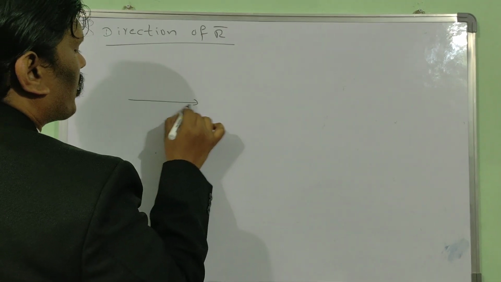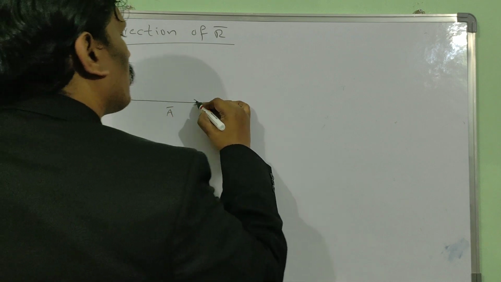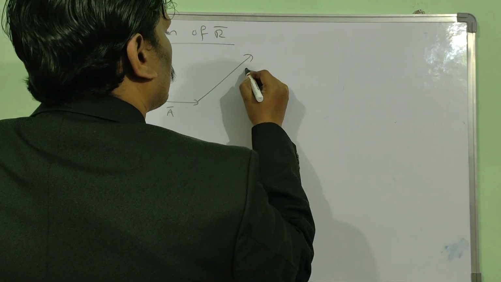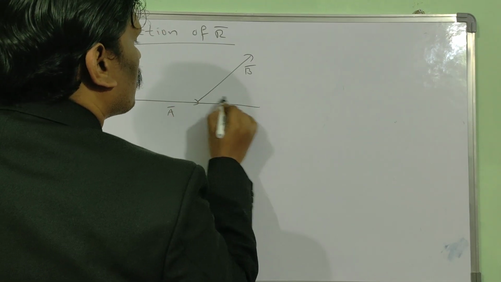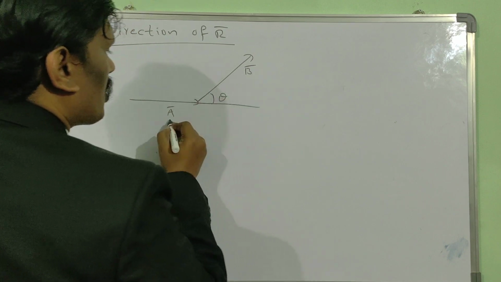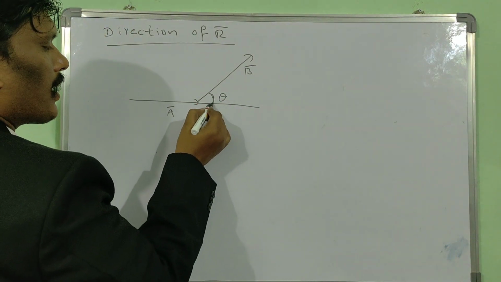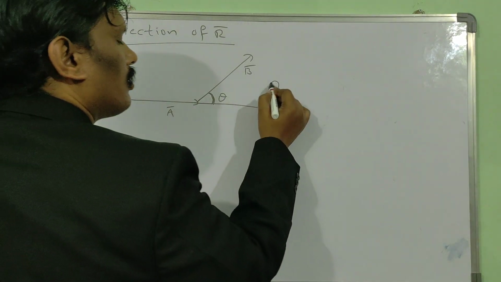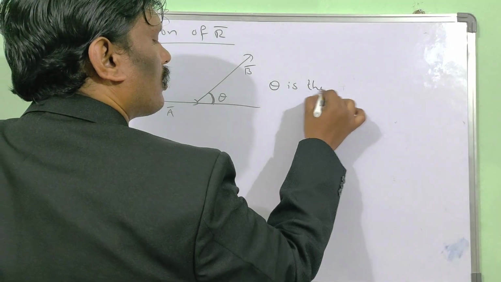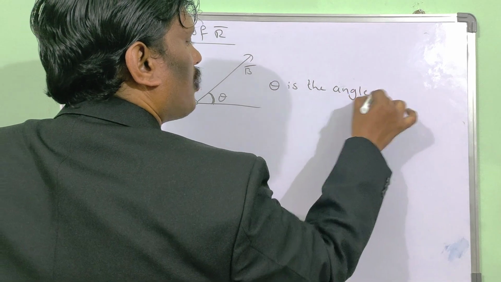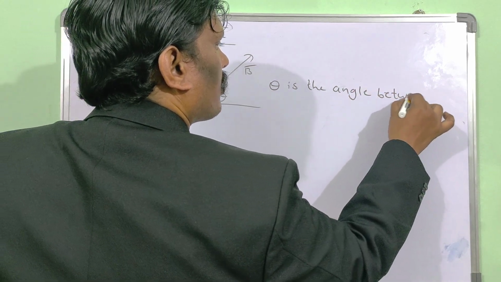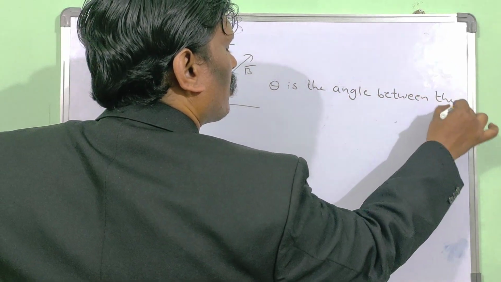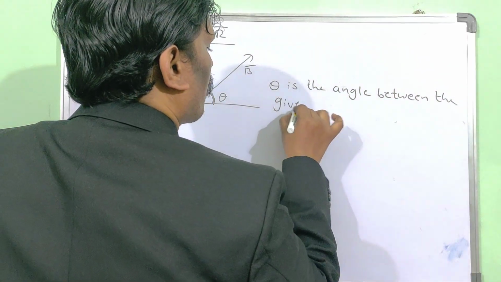So this is the A bar vector. This is the B bar vector. Now, this is the angle between the two vectors A bar and B bar. Theta is the angle between the given two vectors.